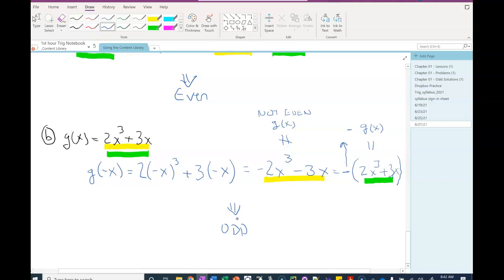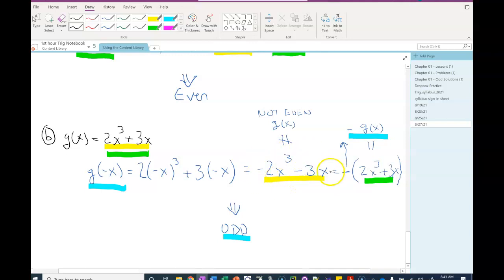Everybody's okay with that? So what I have is g of negative x equals negative g of x. So that's the definition of odd. Is that okay? Again, if I'm going too fast or you need some more explanation, or you're like, I just don't get it, can we talk through it again? Or I'm missing something, that's fine. Let me know. Landon? So how did you get it so it's negative g of x?